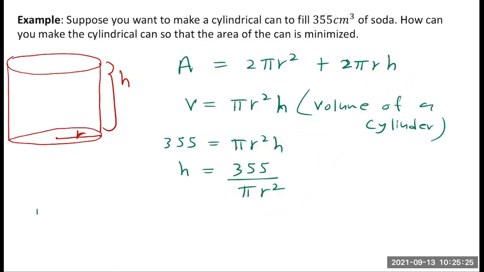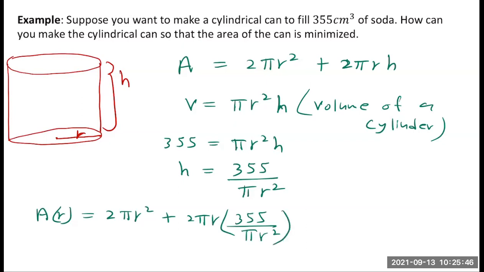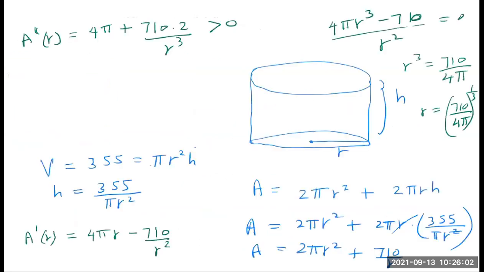So my new area function, I'll write that as A of r, because it's going to be a function of r: 2 pi r squared plus 2 pi r times my h. My h is 355 divided by pi r squared. As you can see, pi will be cancelled and one of the r's will be gone. If you simplify this, you will get 2 pi r squared plus 710 divided by r. Now at least I have a function to work with.